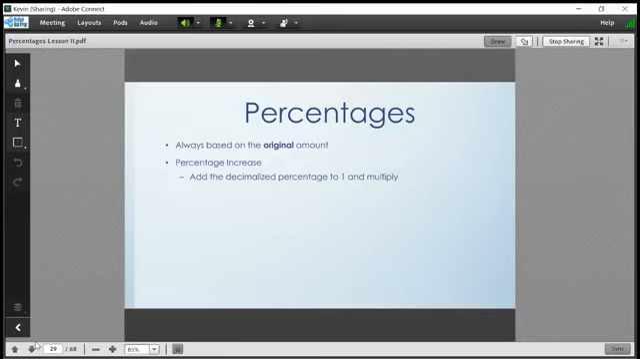Because it's always based on the original amount, for percentage increase, a relatively straightforward and far more simplistic way of handling this question would be to add the decimalized percentage to 1 and multiply. So we're going to put that in play in a couple seconds, but let's think about this for a second. Why am I adding that to 1? Because 1 is 100%. The decimalized percentage is the percentage I'm now adding to 1. I'm going to multiply because I'm going from the original to the new.